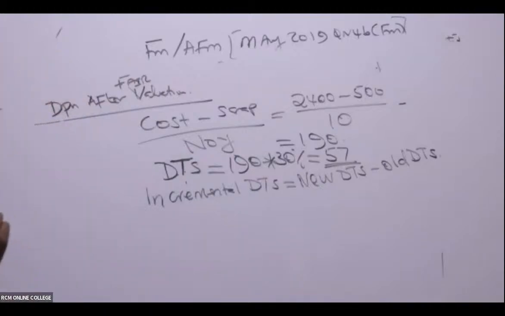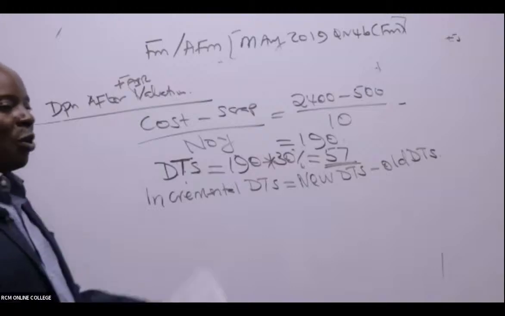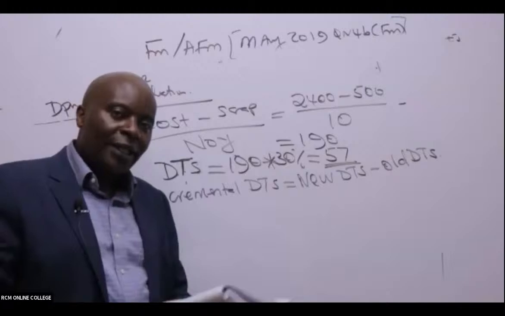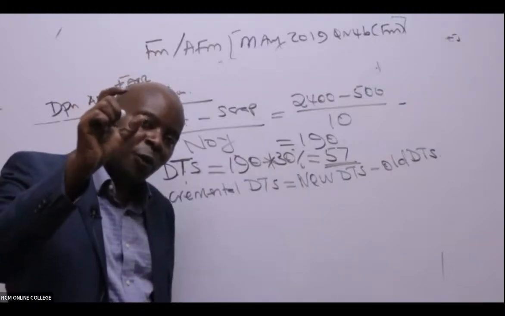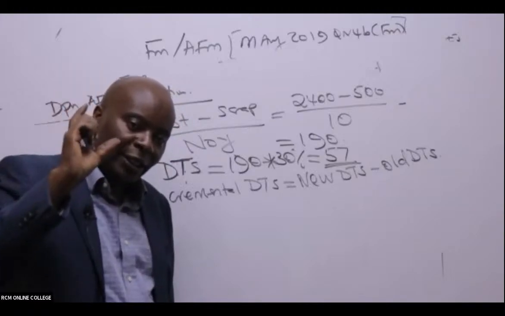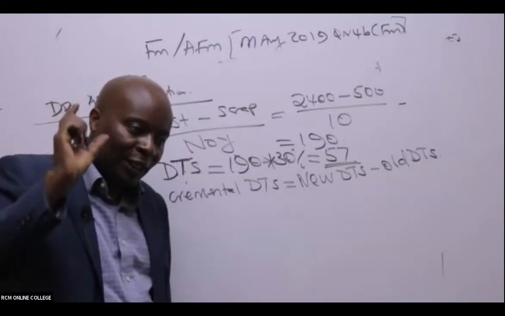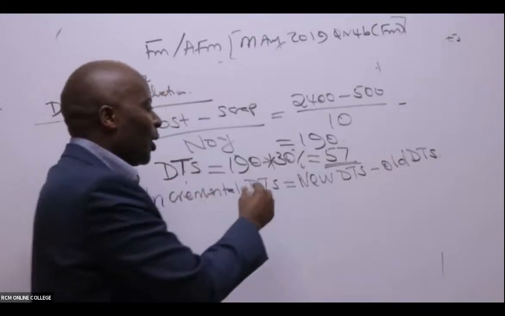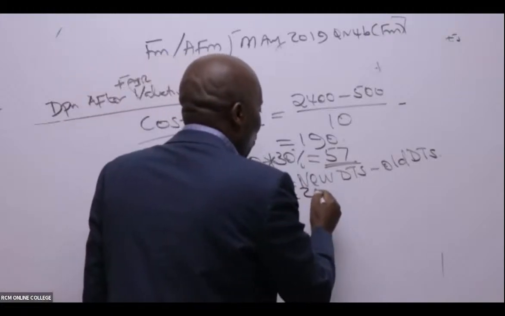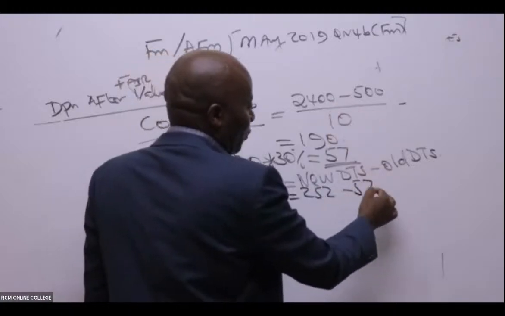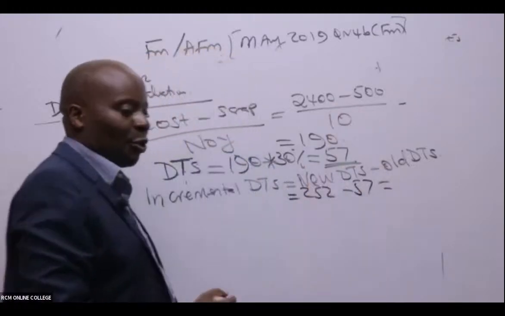So for me to get this incremental depreciation tax shield, I will take the new depreciation tax shield over the old. Is there somebody who is able to remind us what the new machine's depreciation tax shield was? We did that up there. Okay, great, 252. 252 minus now the old. Remember this for the old machine, which was revalued, minus 57. So what figure am I able to get here?